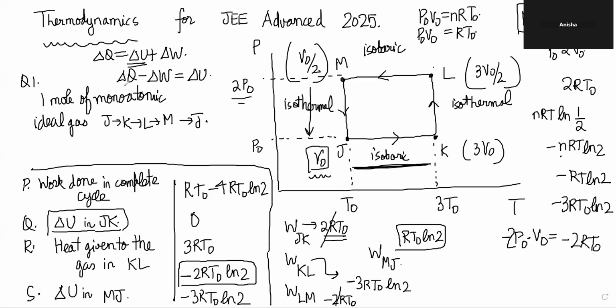Actually, you don't need to do this because we don't know delta Q. We can do delta U directly, which is nCv delta T, right? Yes, sir. And for monatomic, Cv is 3R by 2. So 1 into 3R by 2 into delta T, which in JK is 2T0 minus T0, so 3RT0, right? Yes, sir. So this matches with this.